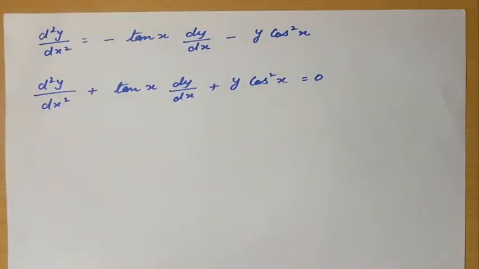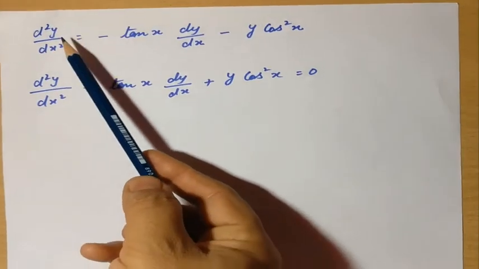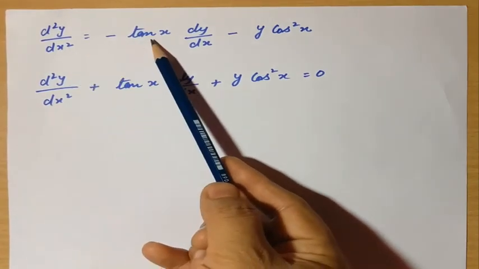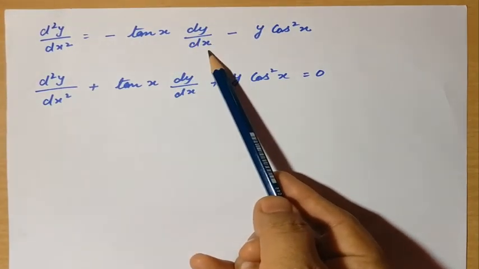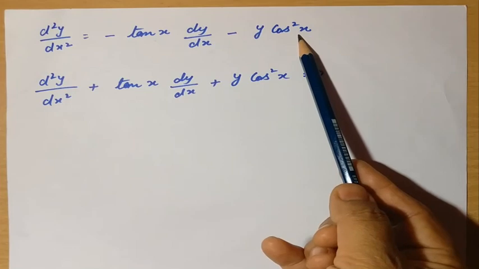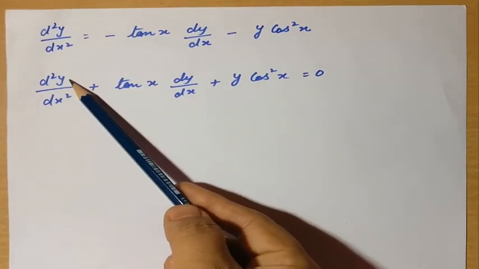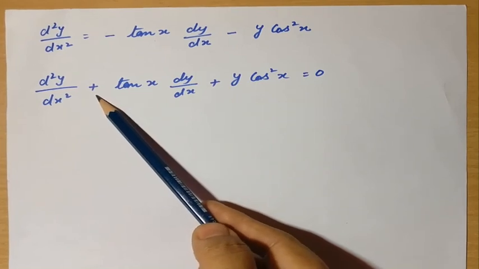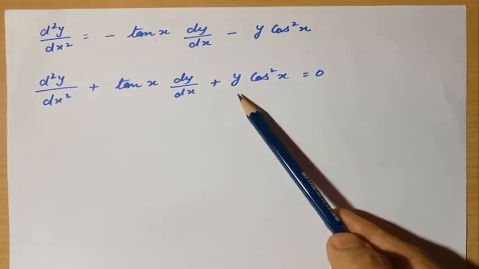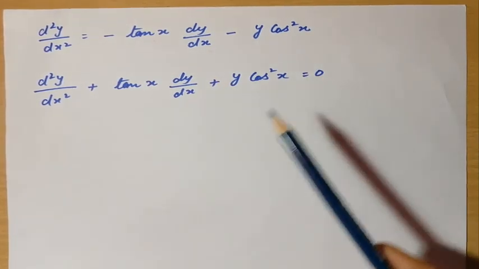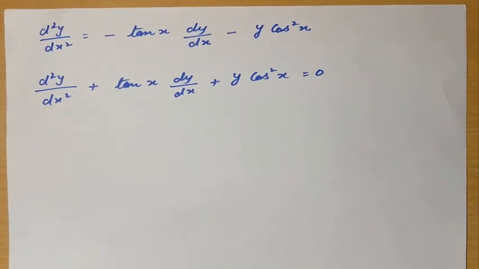When we substitute the values, it will be equal to d square y upon dx square minus tan x dy upon dx minus y cos square x. We shift the value to one side according to the requirement: d square y upon dx square plus tan x dy upon dx plus y cos square x is equal to 0. I hope this concept is clear to you. Now you are able to do questions related to the second order derivative. Thank you.